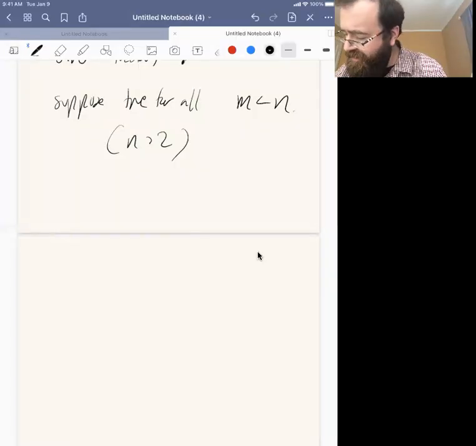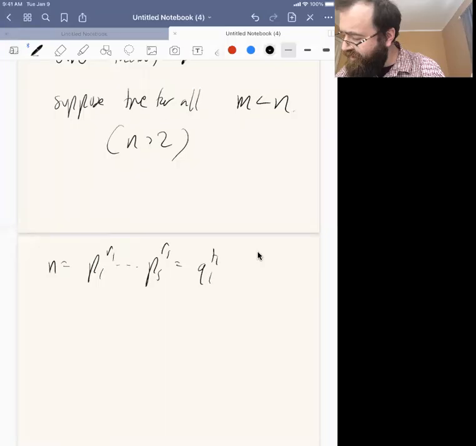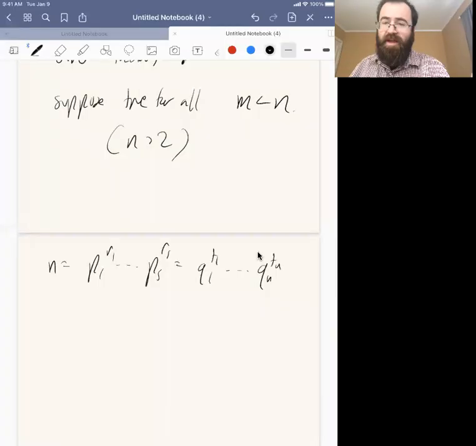So let's write n the way I said, p1 to the r1 up through ps to the rs, which is also q1 to the t1 through qu to the tu. Okay. Now these are both ordered in increasing order. So now you look at the very smallest one. Well, it's either p1 or it's q1, right? So maybe they're equal, maybe they're not. We don't know anything yet.